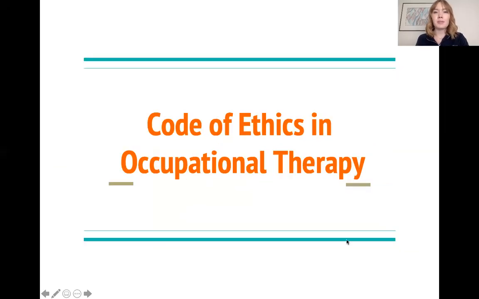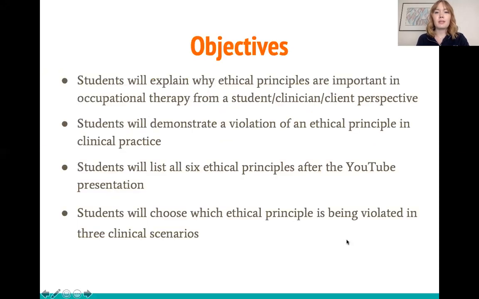All right, so as I said, we're going to be talking about the Code of Ethics. This is part 1. Okay, so our objectives. You're going to be able to explain why ethical principles are important in occupational therapy from a student, a clinician, and a client perspective. You're going to be able to demonstrate a violation of an ethical principle in clinical practice. That'll be your Flipgrid activity. You'll be able to list all 6 ethical principles after this YouTube video. And you will be able to choose which ethical principle is being violated in the 3 clinical scenarios.